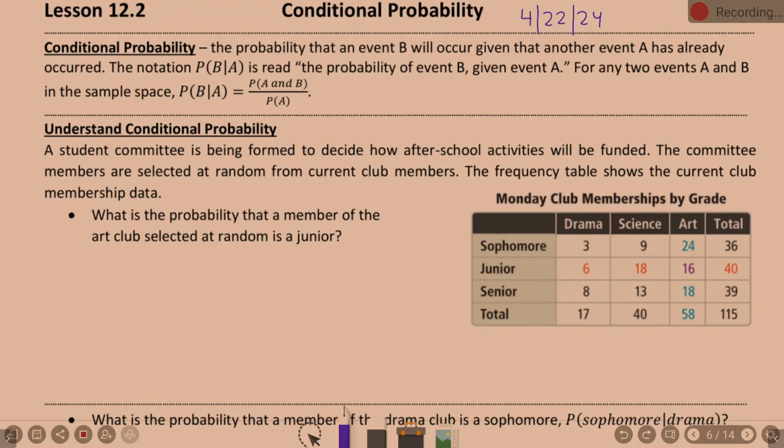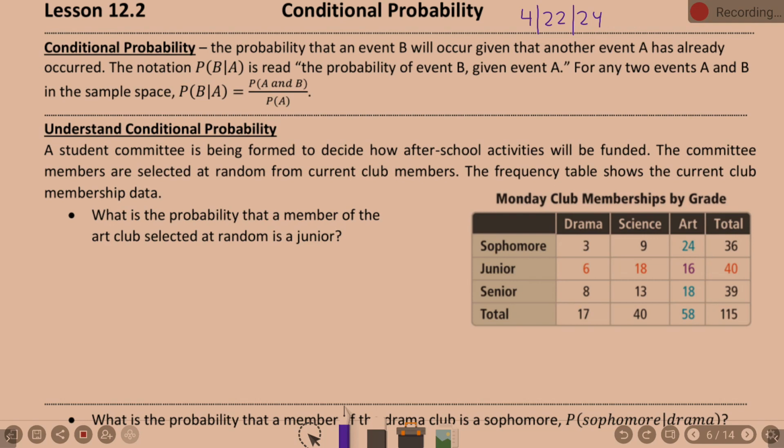Okay, so lesson 12.2 is conditional probability. Still the basic idea of probability, but conditional probability, where it's the probability of something given some condition that must occur, or must be true. So by definition, conditional probability, the probability that an event B will occur given that another event A has already occurred. The notation, that's probability of B slash A is what it looks like to you guys, but it's read the probability of event B given event A.